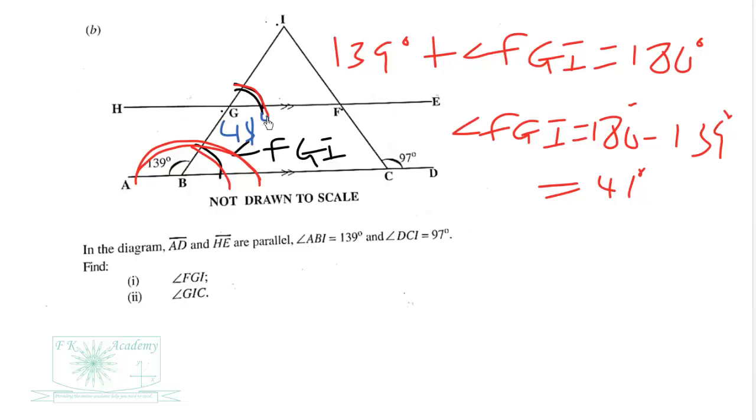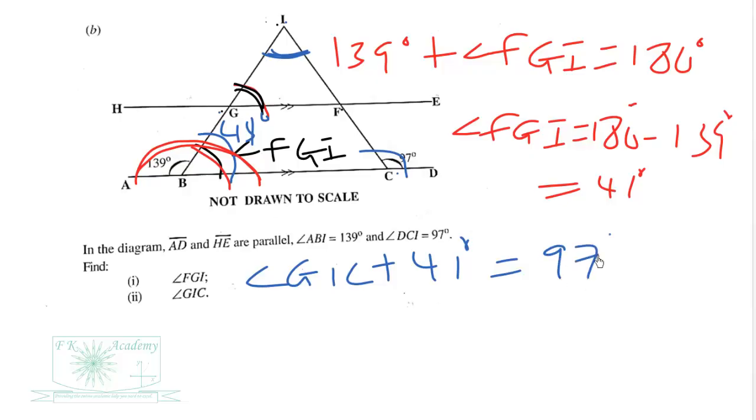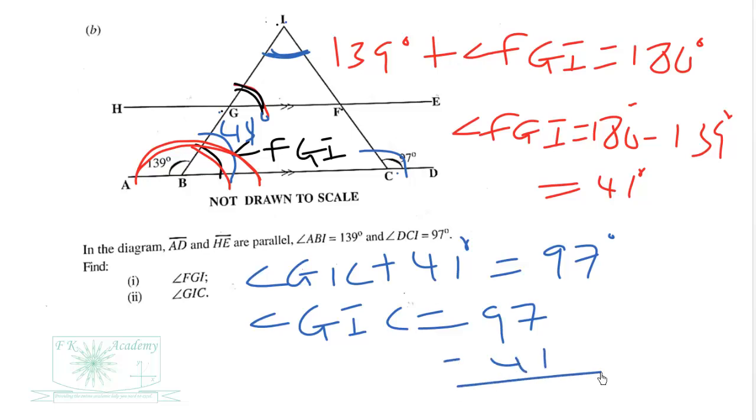Now we are asked to find angle GIC, the angle here. So angle GIC, when we add it to the angle here, which is 41 degrees, we're supposed to get the exterior angle in triangle BLC, which is 97 degrees. So angle GIC will be equal to 97 minus 41 degrees. Let's subtract. This will give us 6. This will give us 5.